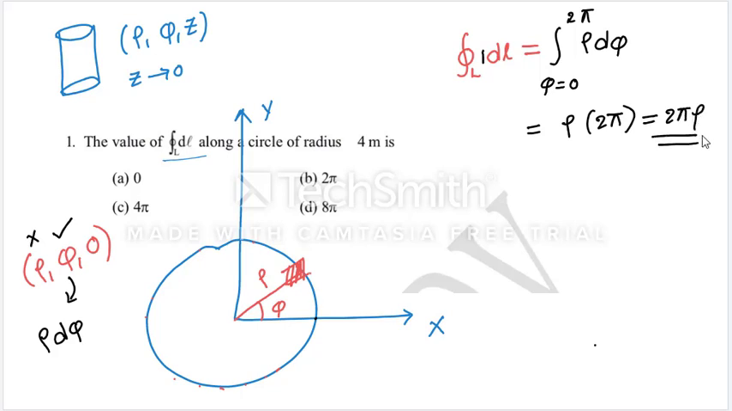Observe carefully, rho is nothing but the radius we have taken. That is nothing but the circumference of a circle, isn't it? So how much is this value? That is 2 pi into 4. So the answer is 8 pi.